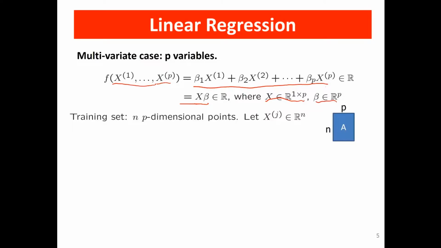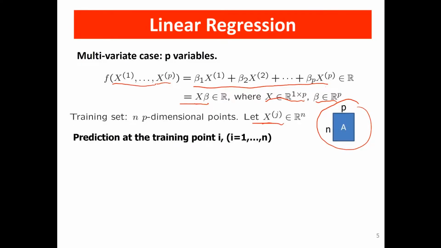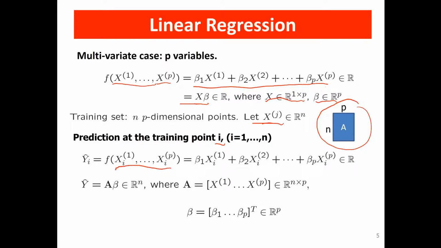The training set in this case is n p-dimensional points. These n p-dimensional points can be placed in a matrix A. This matrix A has n row vectors and p column vectors. The jth column is denoted with xj, so xj is an n-dimensional column vector. The prediction at the ith training point is just a linear combination of the ith row of matrix A with the p-dimensional beta vector. That is, the prediction at this point is just a linear combination of these p variables with the coefficients of the beta column vector.